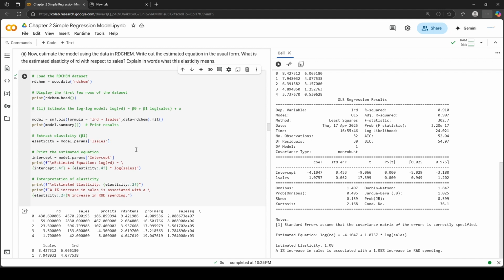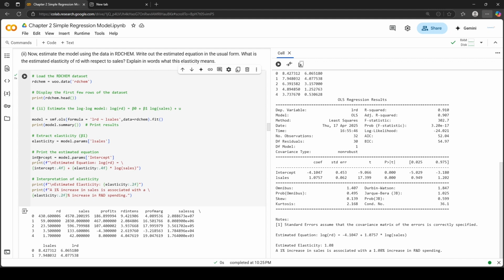Now we have to extract the elasticity, that is the coefficient on this lsales variable. So type elasticity equals model.params, and in the square bracket, type lsales. And now we have to print the estimated equation.